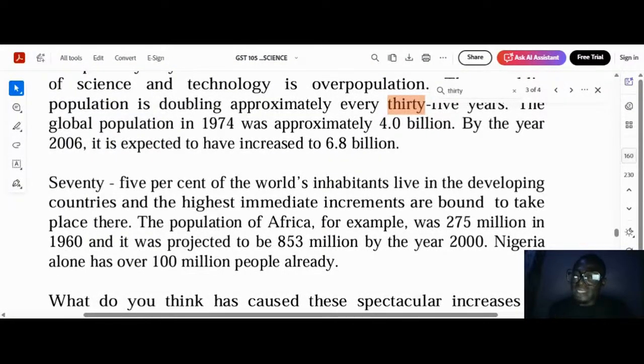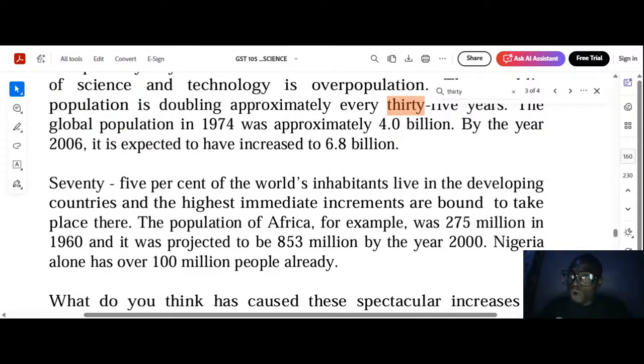What they're trying to say here is that the world will double in 35 years, and most of that doubling is coming from developing countries, which carry 75% of the world's population. I hope you guys know the meaning of population. I don't believe there should be anybody that doesn't know the meaning of the word population. But for the sake of clearing doubts, there are some things you think are very cheap, and you find out some people don't even know their meaning. So let's check.